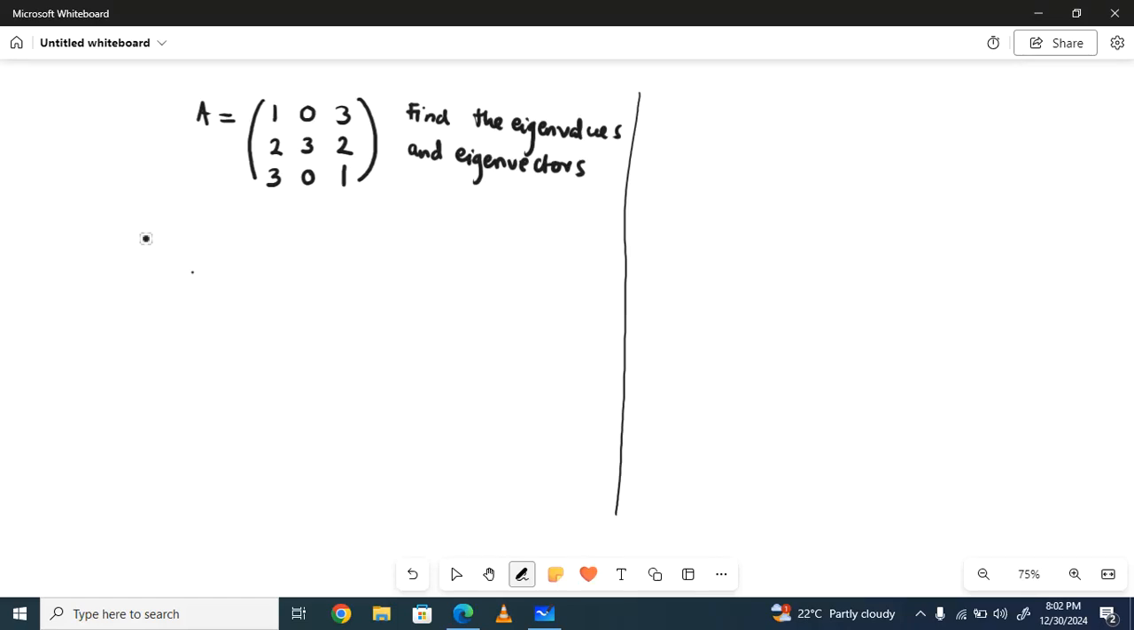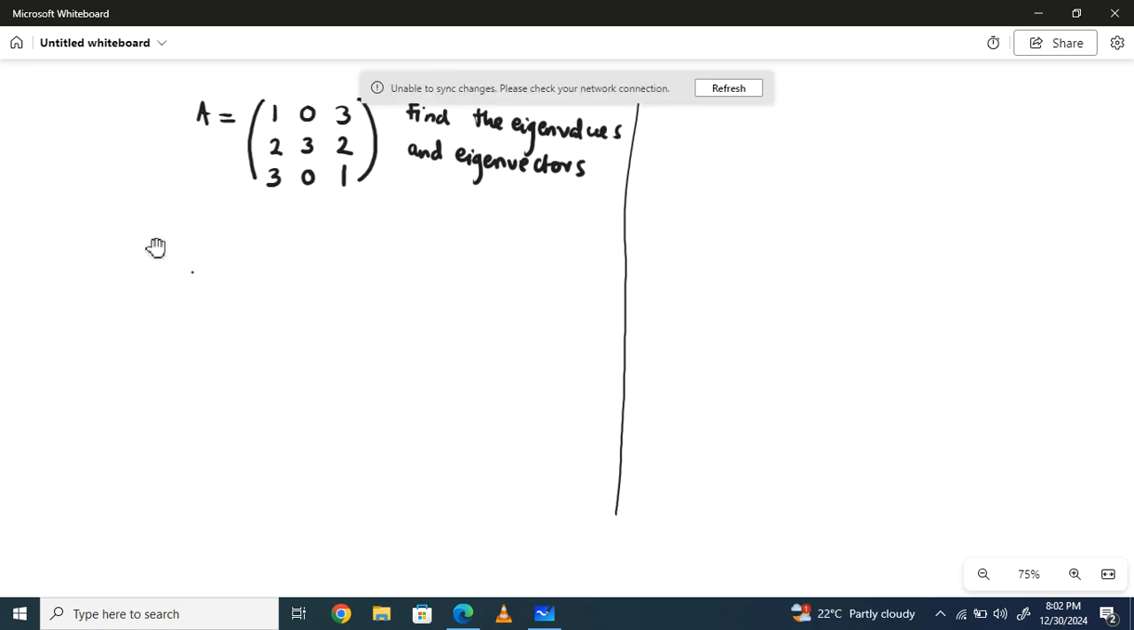Hello and welcome. Today we want to find the eigenvalues and eigenvectors of a 3 by 3 matrix. So we have our matrix here: 1 0 3, 2 3 2, 3 0 1. We want to find the eigenvalues and the eigenvectors.